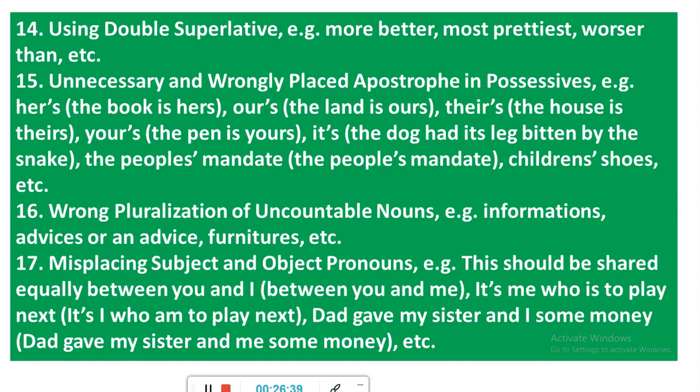Now let's look at number 14, which is using double superlative. This is also a common grammar error. For example, you hear people saying this is more better than the other one. You see, better is already a comparative, and then you now use more with it. So it is really not proper. When you want to compare one thing in terms of which one is good but the other one is better, then you use better. But when you add more to better, it is a double comparative and it makes it incorrect.